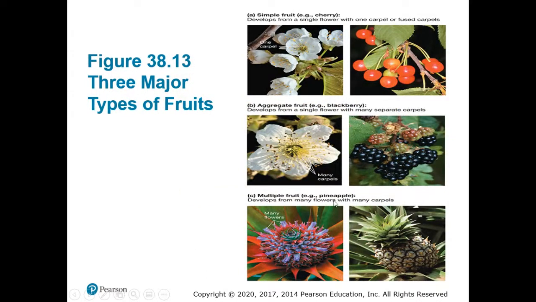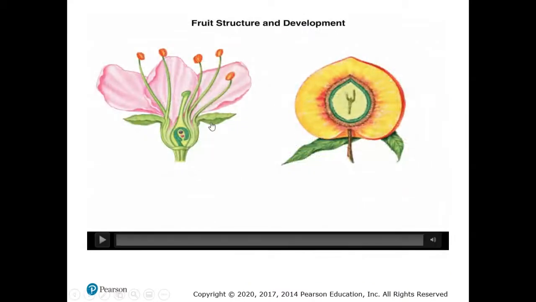And then there's multiple fruits that develop from many different flowers, such as this pineapple. Right? Look at all the flowers here. And those flowers have many different carpels. So all of them aggregating together, collaborating, if you will, makes up this pineapple right there. Okay, so three types of fruits, and here's a little animation on fruit structure.